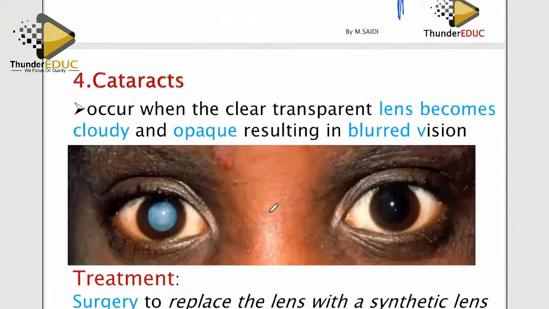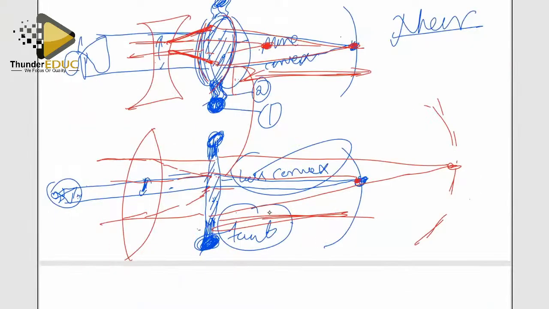Cataracts. This one is as a result of the lens becoming cloudy. It solidifies. It becomes opaque. The light cannot go through. It cannot penetrate. This lens is now opaque, it's not transparent anymore. You understand? So it means that the light just hits the lens and bounces back, meaning that the image cannot be focused onto the retina.